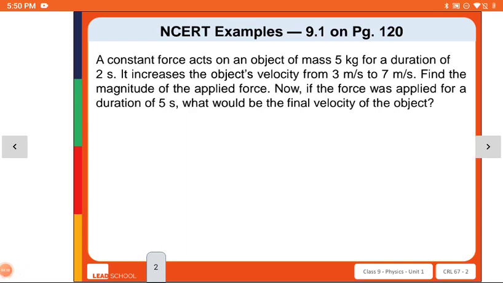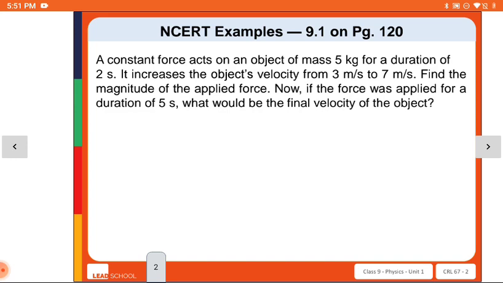Students, we're going to start NCERT example 9.1 on page number 120. The first question is: a constant force acts on an object of mass 5 kg for a duration of 2 seconds. It increases the velocity from 3 to 7 meter per second. Find the magnitude of the applied force. Now, if the force was applied for a duration of 5 seconds, what will be the final velocity of the object?